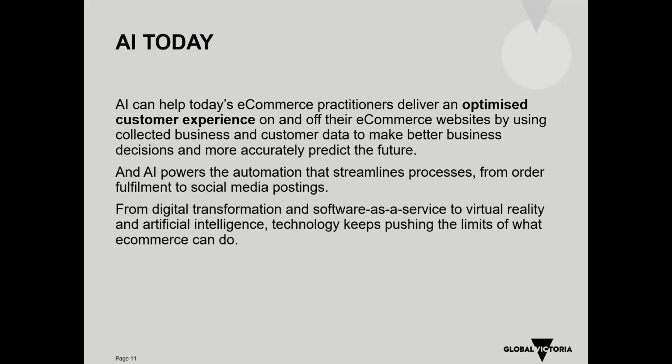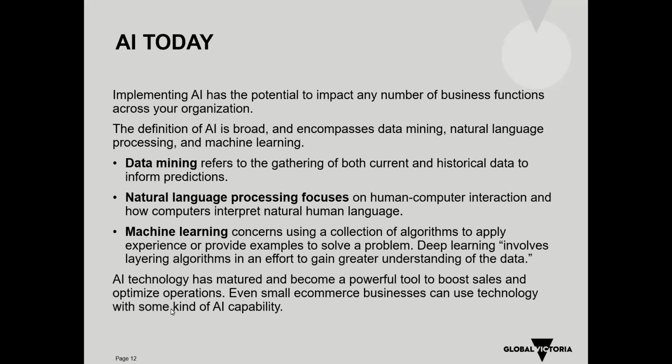So AI can definitely assist today's e-commerce practitioners by helping them to deliver an optimized customer experience both on and off their e-commerce websites, by using collected business and customer data to make better business decisions and also more accurately predict the future. AI, of course, powers the automation that streamlines processes from order fulfillment to social media postings. So if you use Hootsuite, for example, AI is what is making things work efficiently there. From digital transformation and software as a service to virtual reality and artificial intelligence, technology keeps pushing the limits of what e-commerce can do. Now, implementing AI has the potential to impact any number of business functions across your organization.